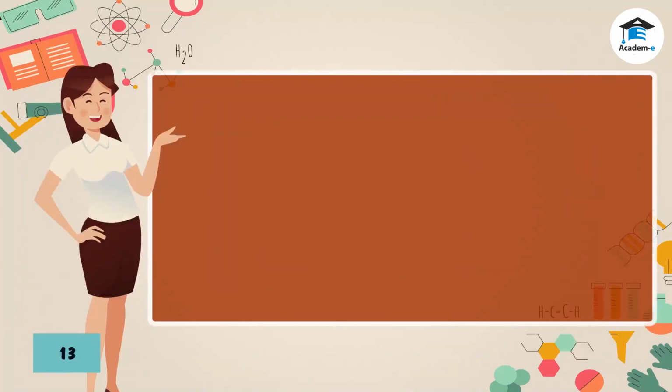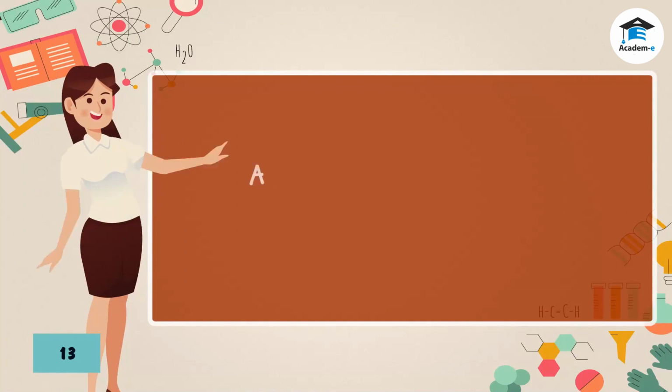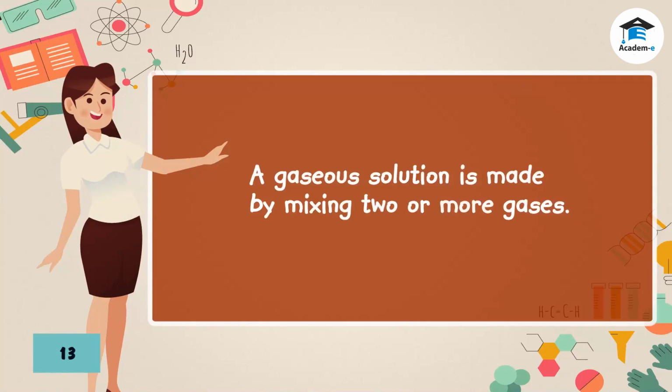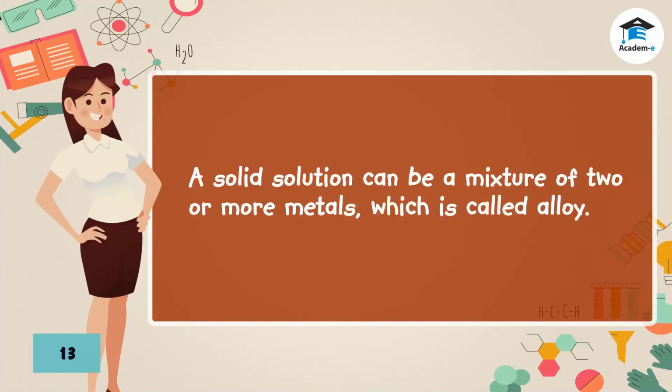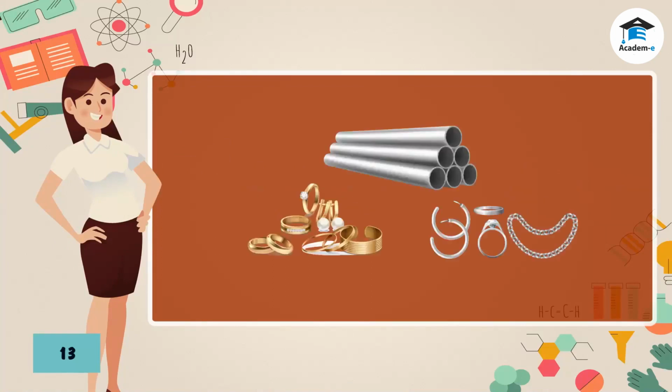But not all solutions are liquids. There are mixtures of solids and gases too. A gaseous solution is made by mixing two or more gases. Air is a solution of nitrogen, oxygen, and several other gases. A solid solution can be a mixture of two or more metals, which is called alloy. Examples are steel, gold, and silver jewelry.